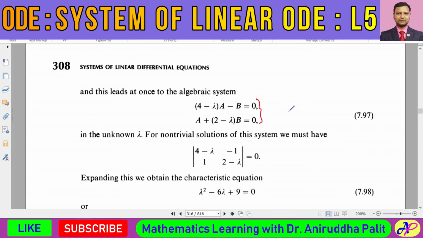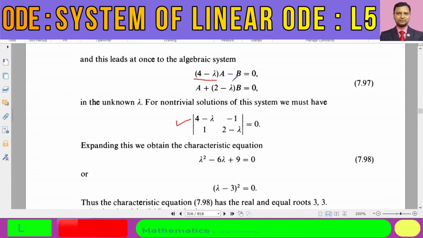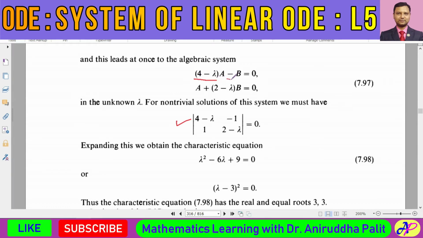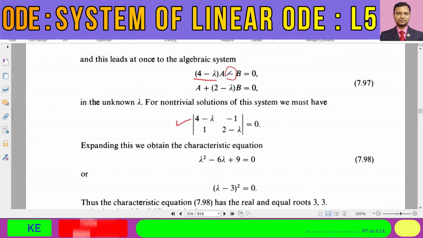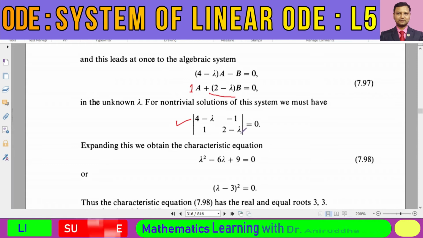Now, if we eliminate these two unknown quantities, capital A and capital B, then what we get? We get this kind of determinant. The determinant is formed by the coefficients 4 minus lambda, then the coefficient of B, that is actually equal to minus 1. So we write minus 1 over here. Again, the coefficient of A is equal to 1, and 2 minus lambda is there. So in this fashion we form the determinant.